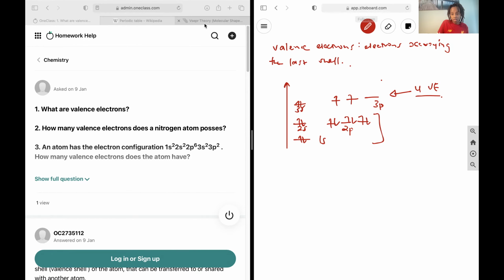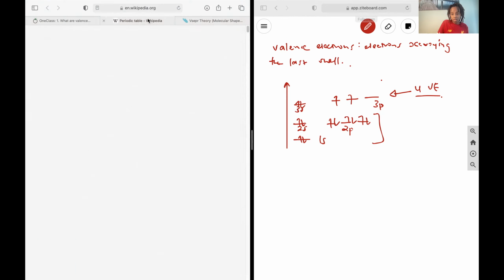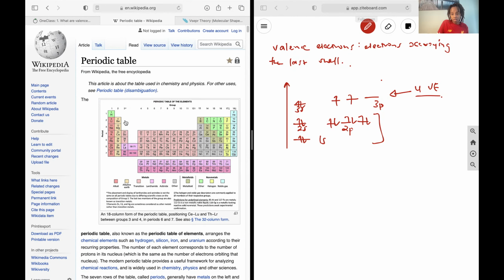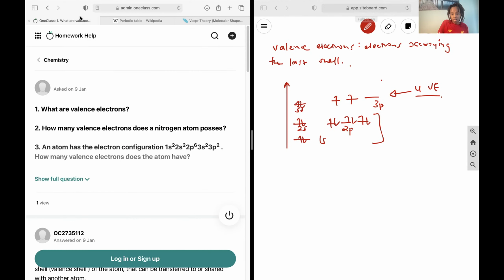If you'd like to figure out what it is, just count down the periodic table. So 1s2, 2s2, 2p6, 3s2, 3p2. So this is going to be silicon. And that's it for this question.